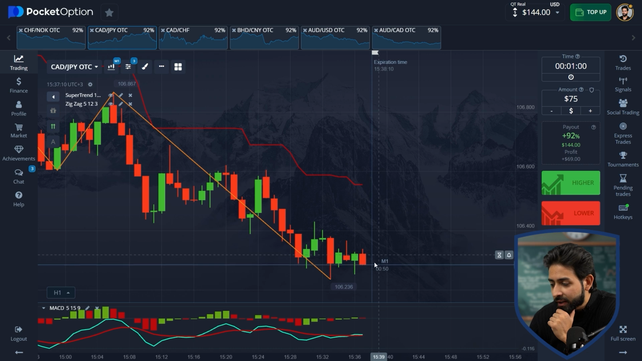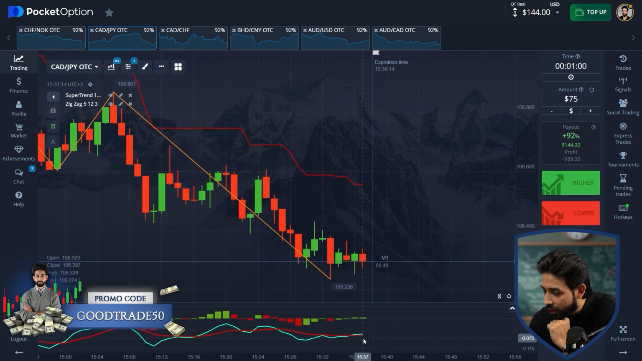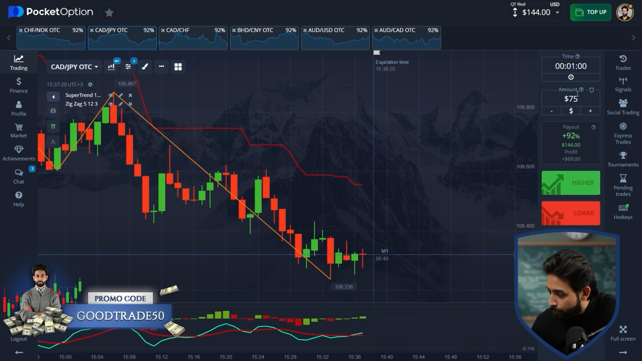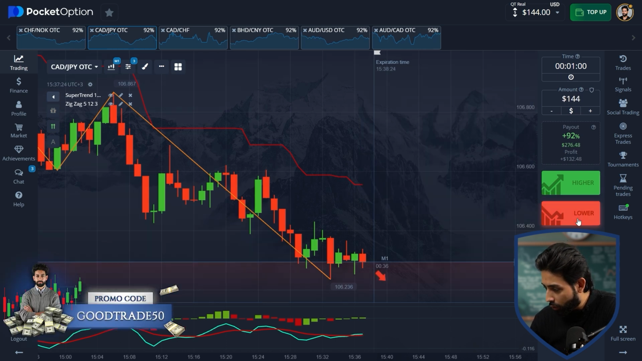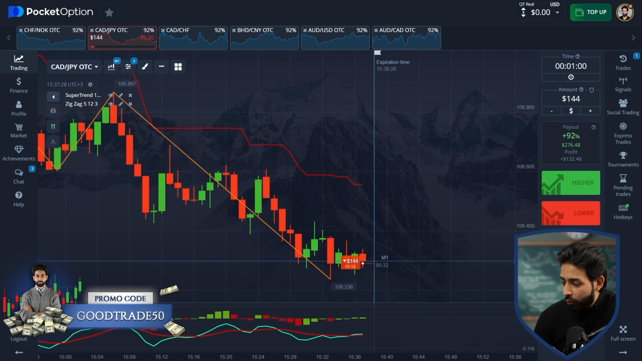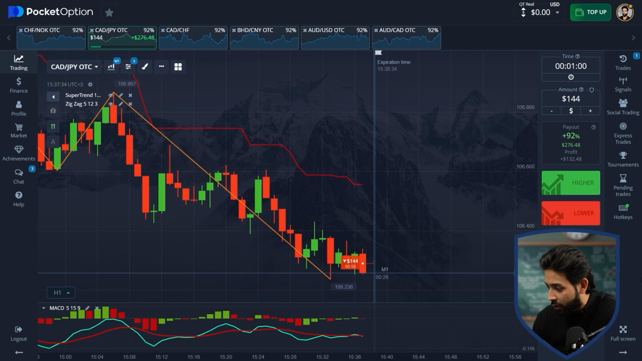Let's have a look at the Canadian dollar against the Japanese yen. Let's see if we can find a trade. The market is looking down. Seems like there is a possibility to enter into an option. Okay, let's set the bet amount to $144 and enter into a selling position. Good entry. Seems like we're in a downward trend. The Zigzag, Super Trend and oscillators are all in favor of a downtrend.